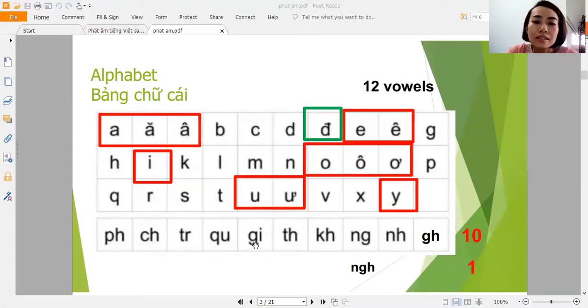Okay, this is Z in the northern accent, but in the southern accent we would say it like this. This is ta, ta, ha, ha, nga. This one is also nga, same pronunciation. This is nya, and this is ga. Same with ga here, which has an extra h.